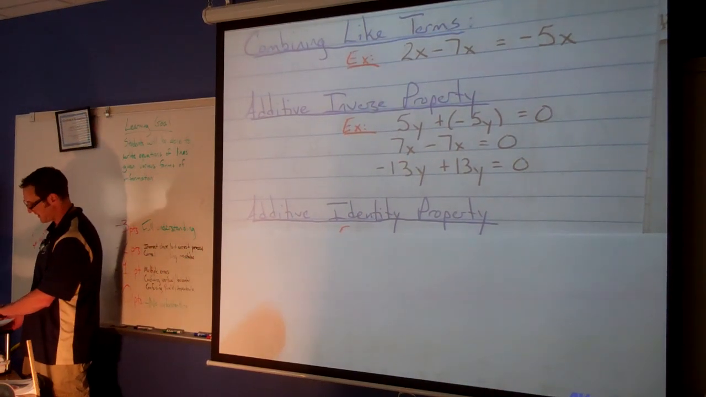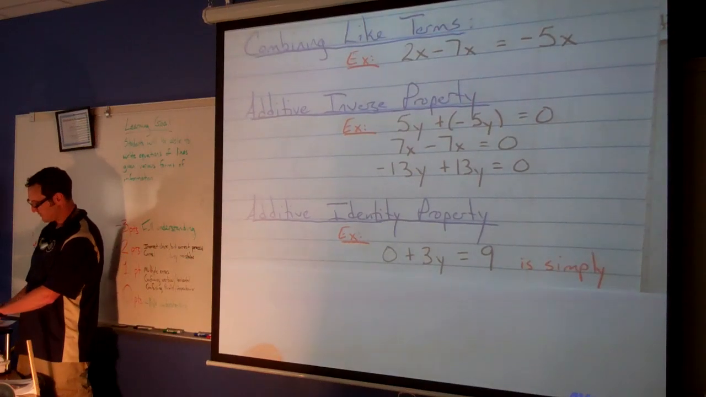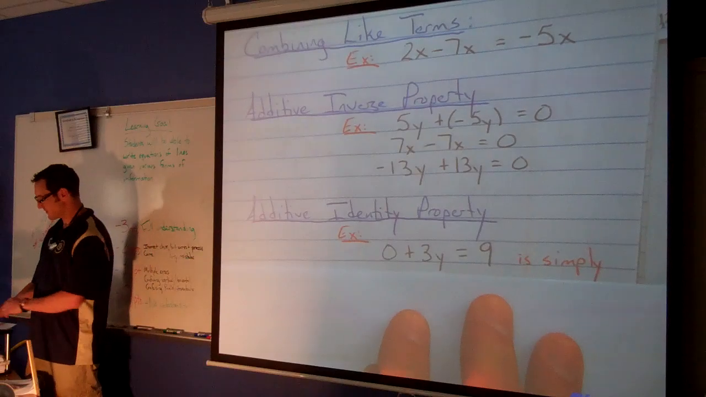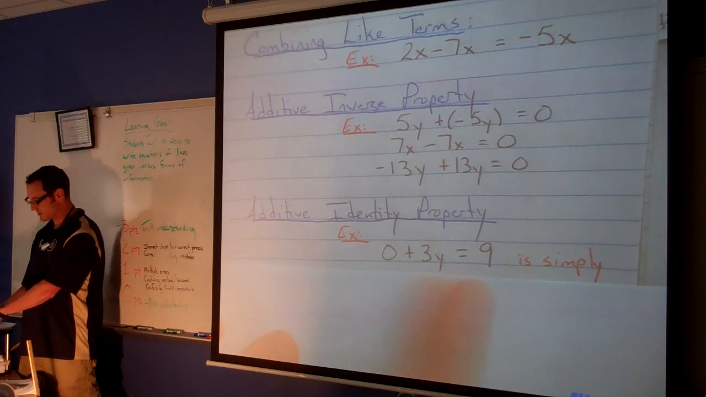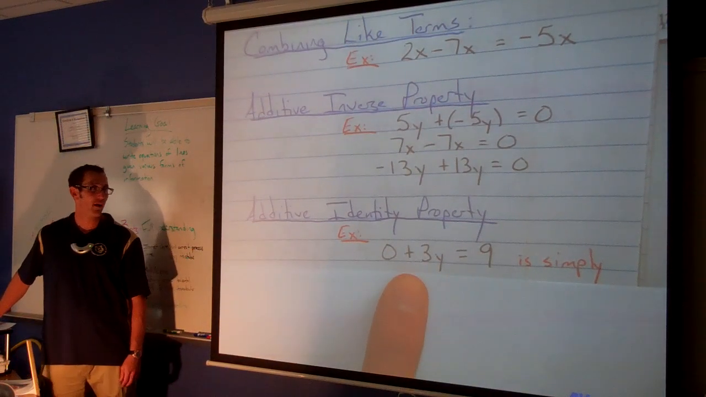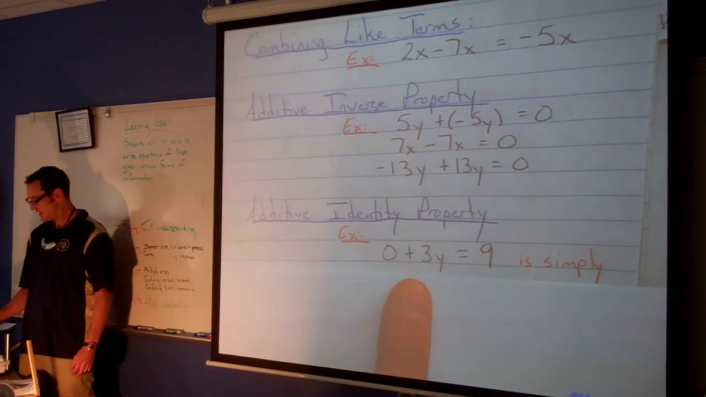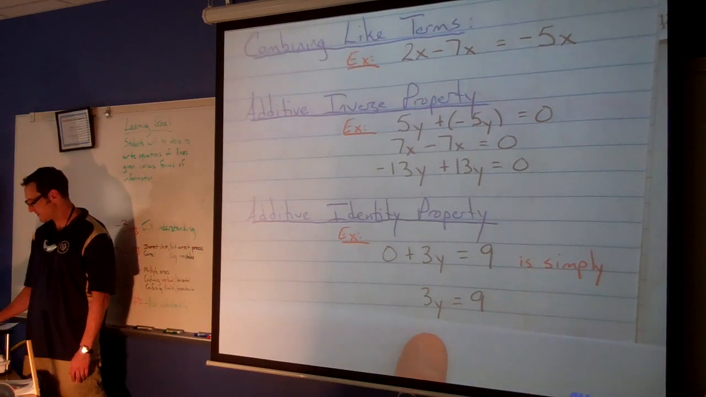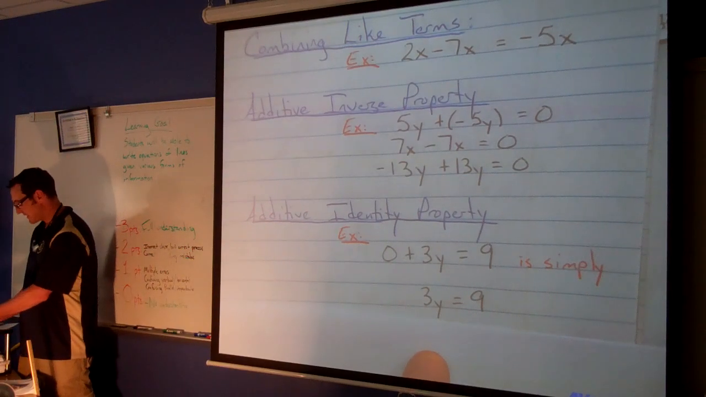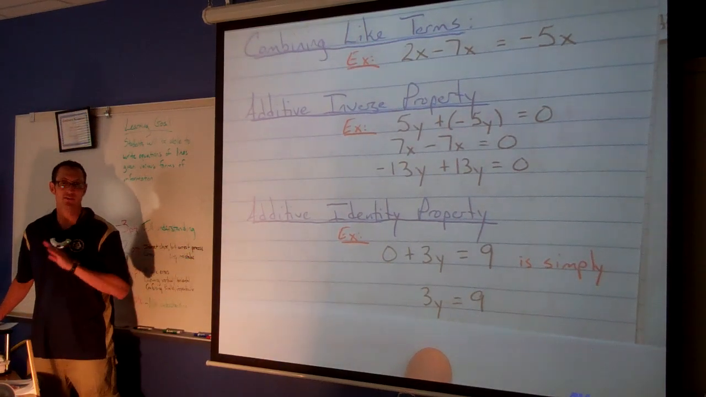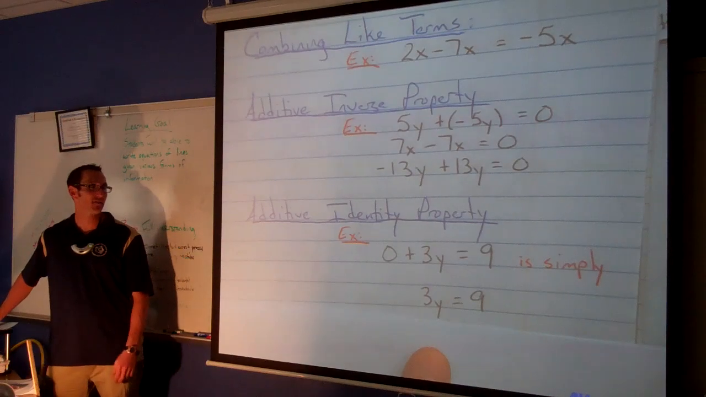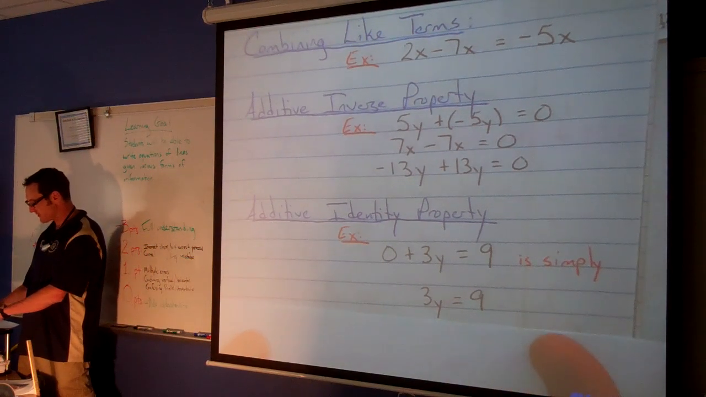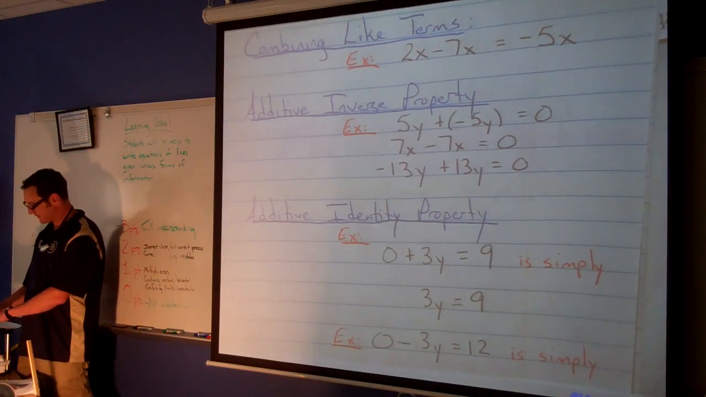I also need to remember the additive identity property. This property states any number plus 0 doesn't affect the number. So if I have the equation 0 plus 3y equals 9, it's simply the same thing as good old 3y equals 9. The fact that I have 0 plus doesn't matter. That's the additive identity property. Adding 0 or subtracting 0 does not affect the number.